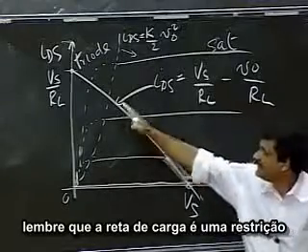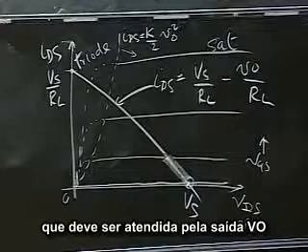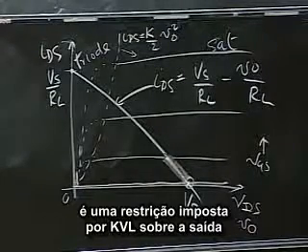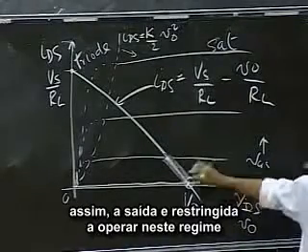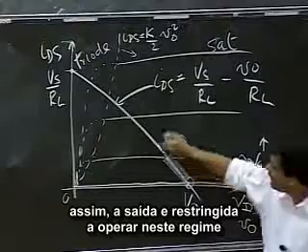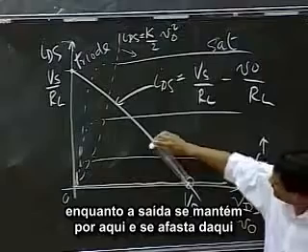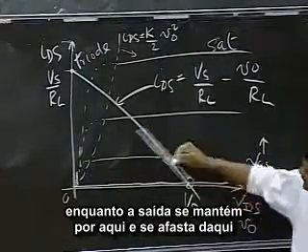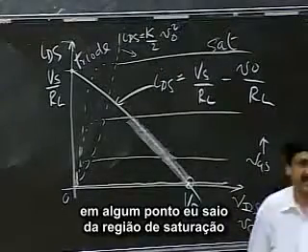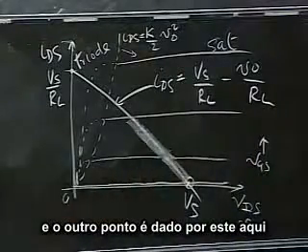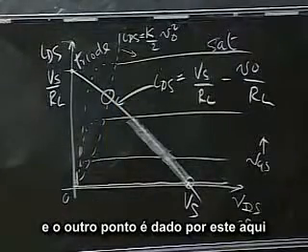Remember, the load line is a constraint that must be met by the output V naught. Okay, it's the constraint imposed by KVL on the output. So the output is constrained to operate in this regime for various values of VGS. So as the output keeps going from here all the way here, at some point I exit my saturation region. Okay, and that other point is given by this one.